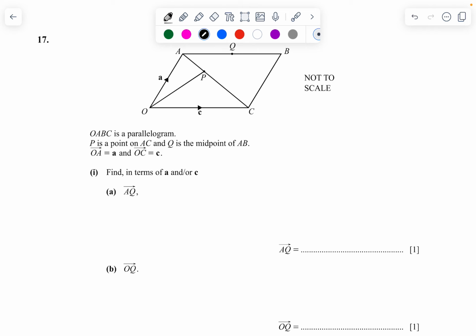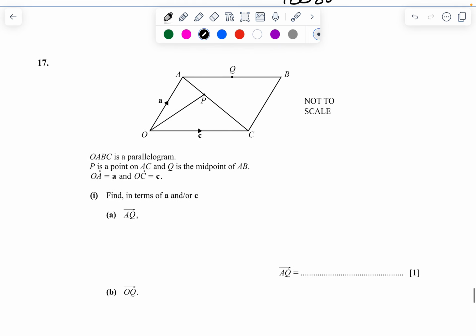What is it telling in this question? It is from vectors. Find the vector AQ and then find the vector OQ. A to Q. How should I go from A to Q? Before that, OA is given, OC is given, and another point, Q, is the midpoint of AB. Q is the midpoint of A to B.